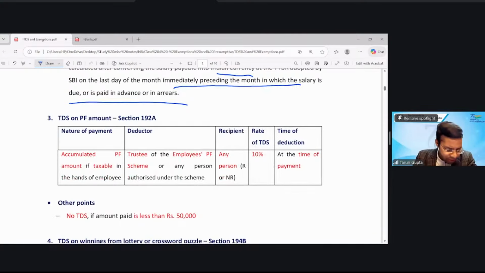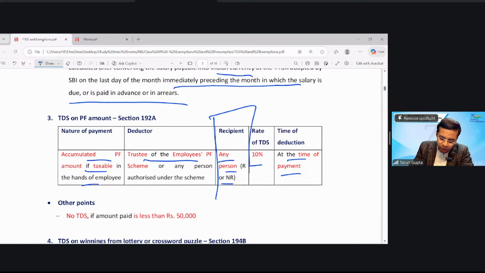Okay, so the next section we are doing is section 192A, very much similar to section 192. The nature of payment is accumulated PF amount if taxable in the hands of the employee. The deductor, the trustee of the employee PF scheme, means the PF trust, is making the payment of the PF amount to the employee. The employee may be R or NR. TDS is 10% at the time of payment.